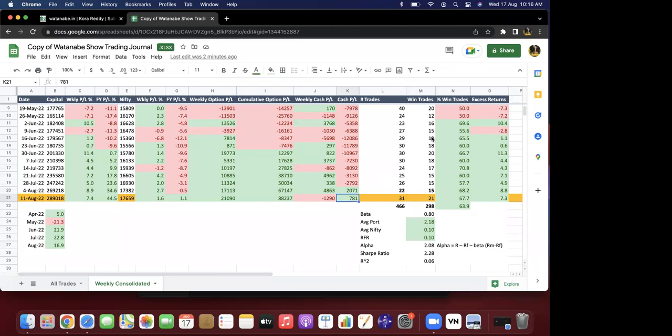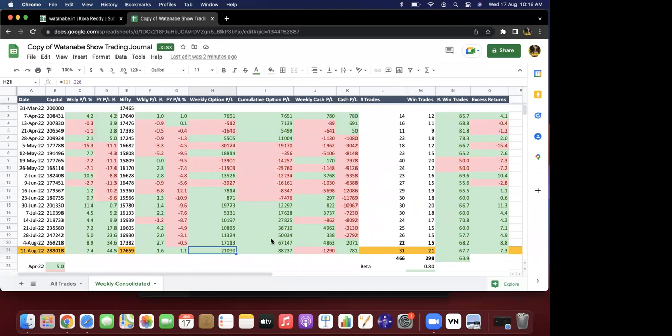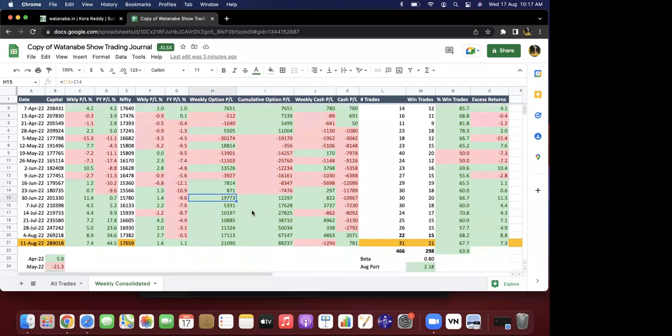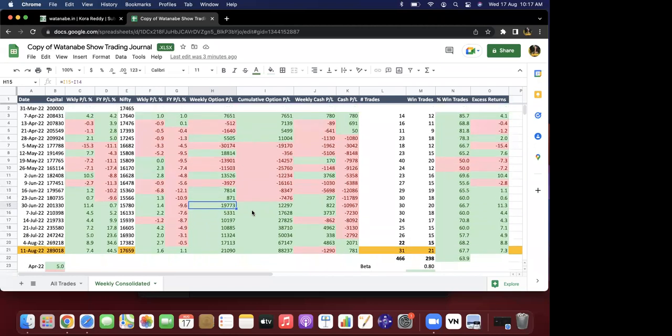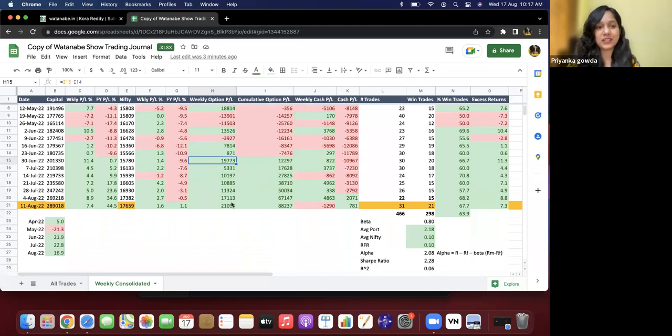So that number, 21,000, is the highest so far. If you just browse up, yes, the previous best is 19,773. Yes, and we have crossed that. So last week, in rupee terms, was the highest profit in options. Yes, we did very good last week. So, yeah, we were up 21,000.